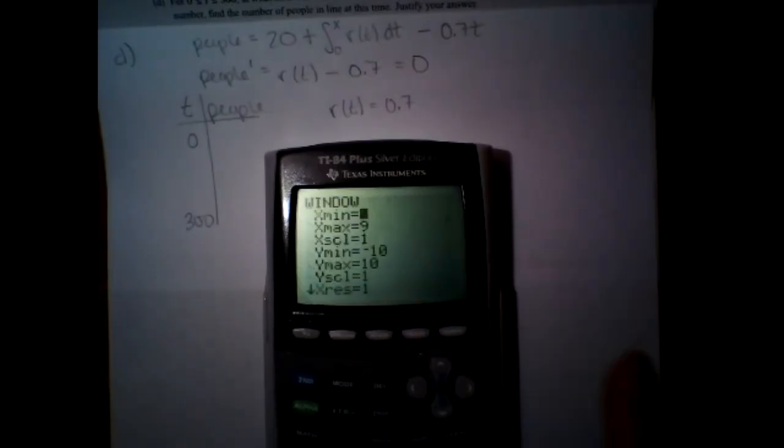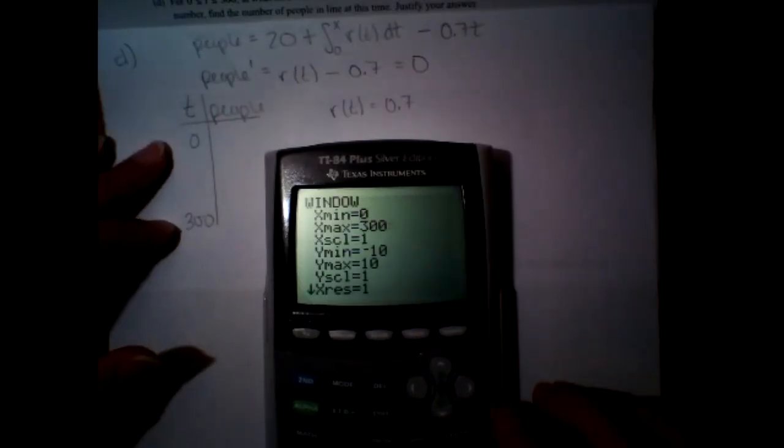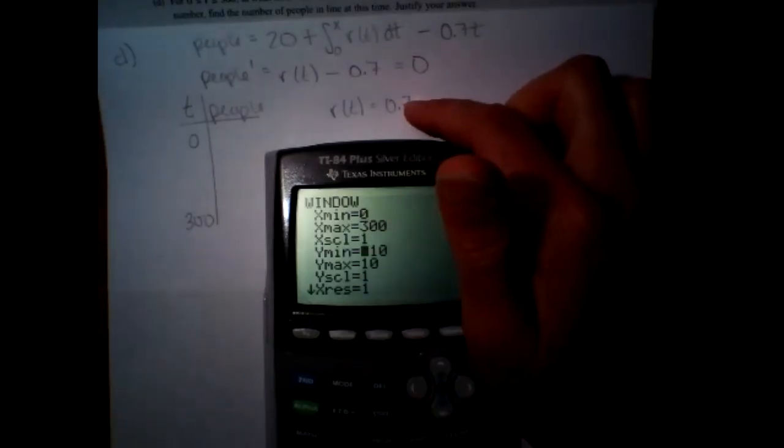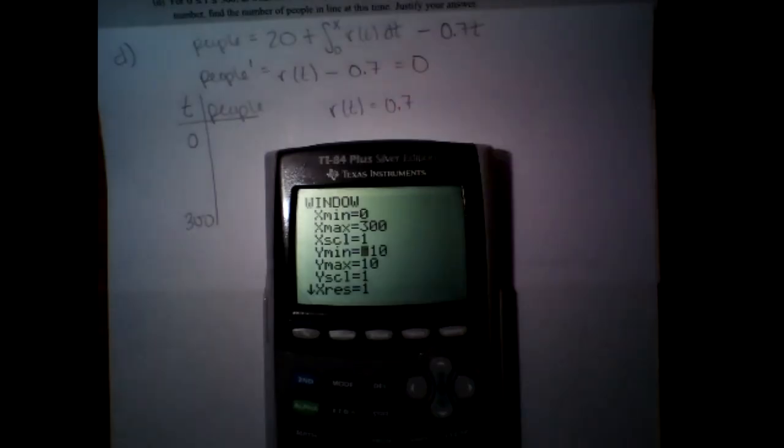Now the window, we want the window to be 0 to 300. Those were our endpoints. For your Y minimum and Y maximum, now I want to see where this equals 0.7, which is really small. I'm going to make this -2 to 2 just to bring that in. And we'll see how that looks. Again, if you don't like the window, you can always try something else.